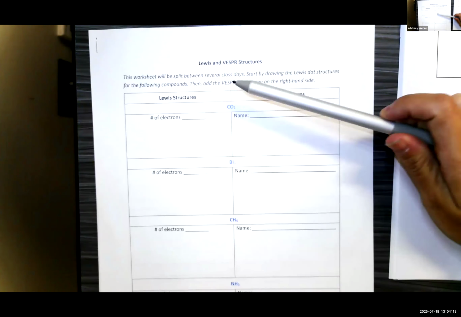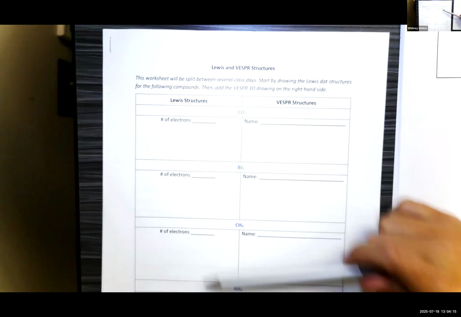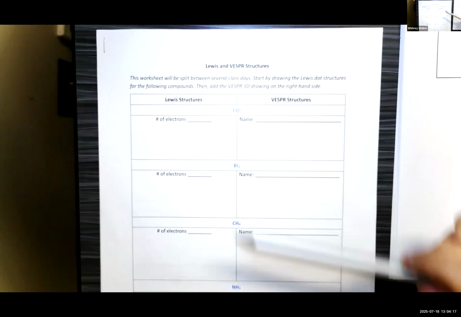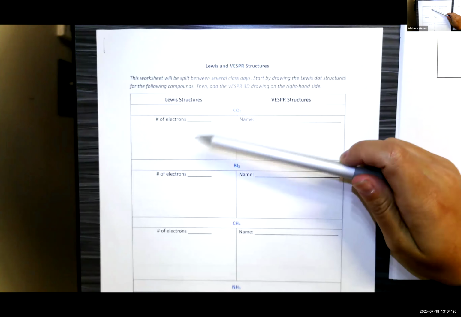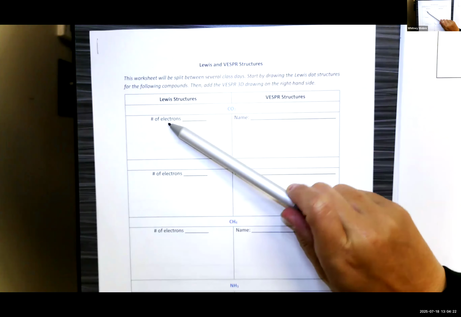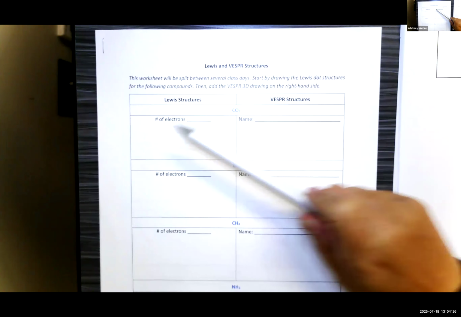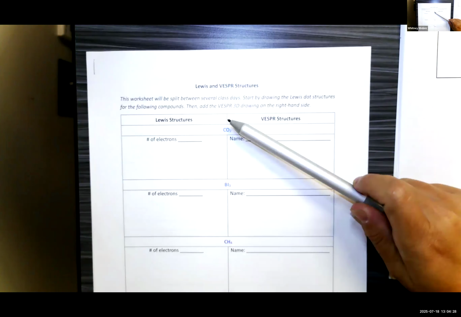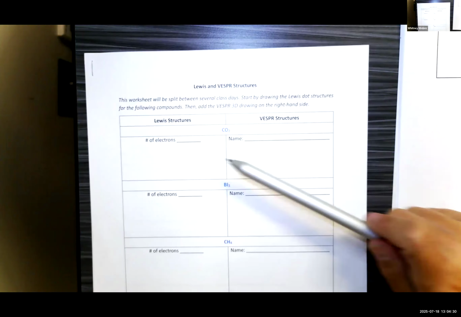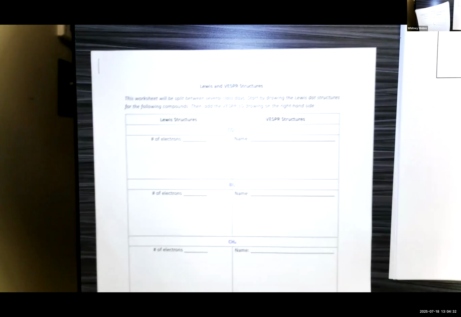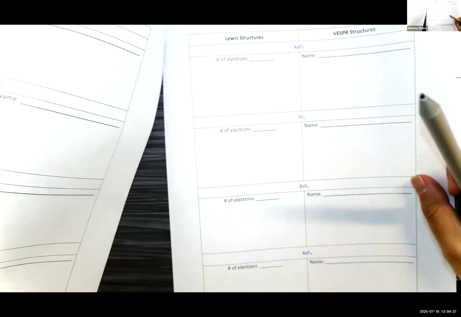Okay, so here's that worksheet. I only want you doing the left column. We will do the other column at a later date. I only want you doing the Lewis structure. I know it says number of electrons here, but just assume that's number of valence electrons. I know it's really bright, but that's CO2. Just do the left-hand side, and if you keep going, all I did was keep adding more and more.